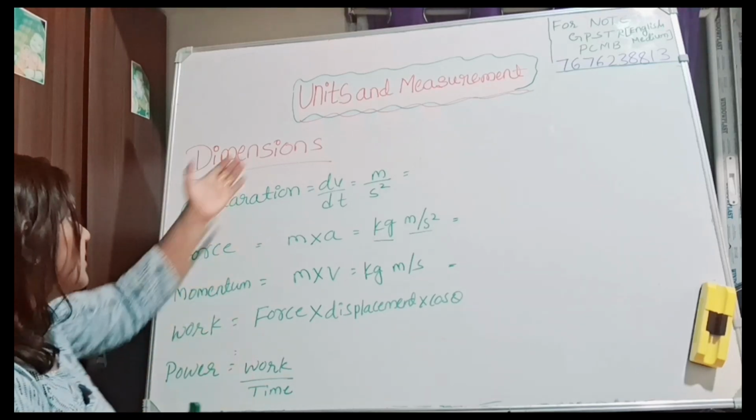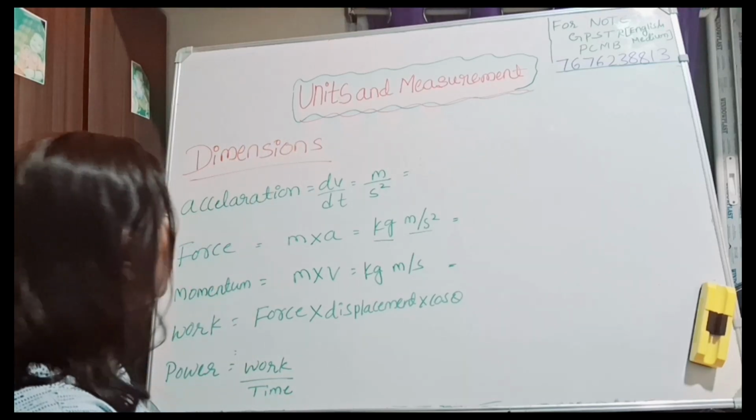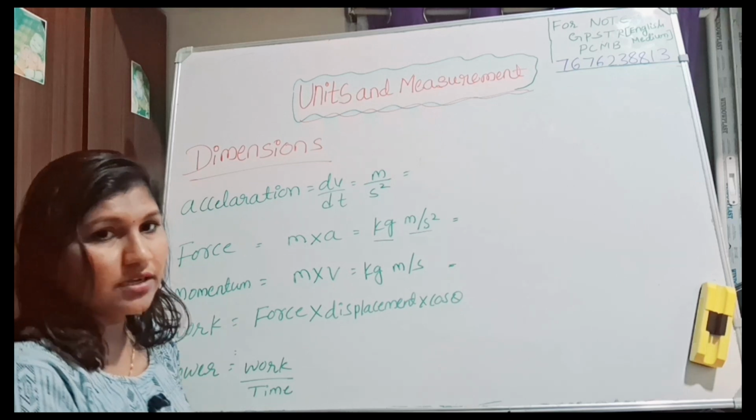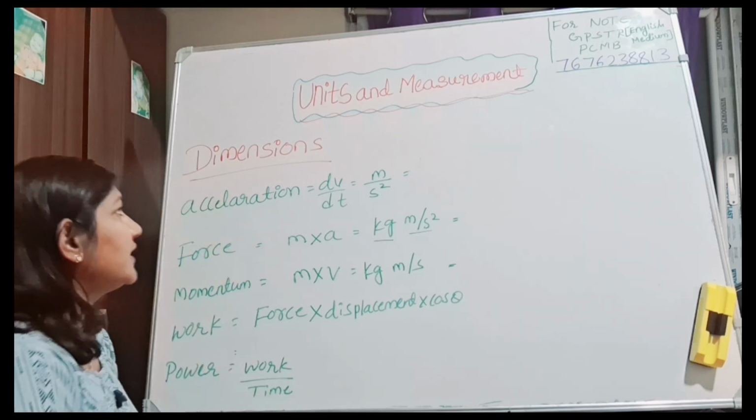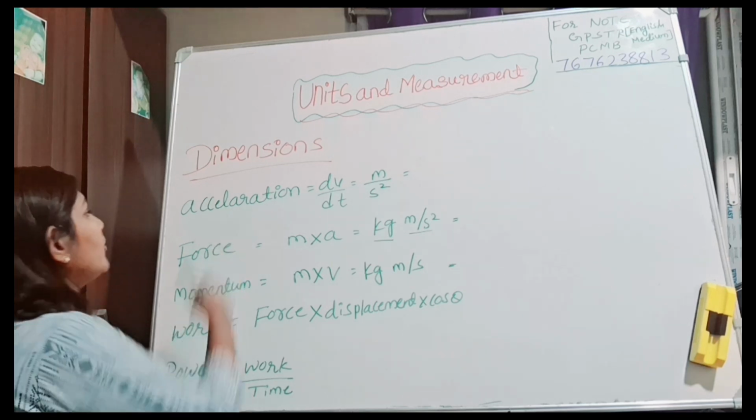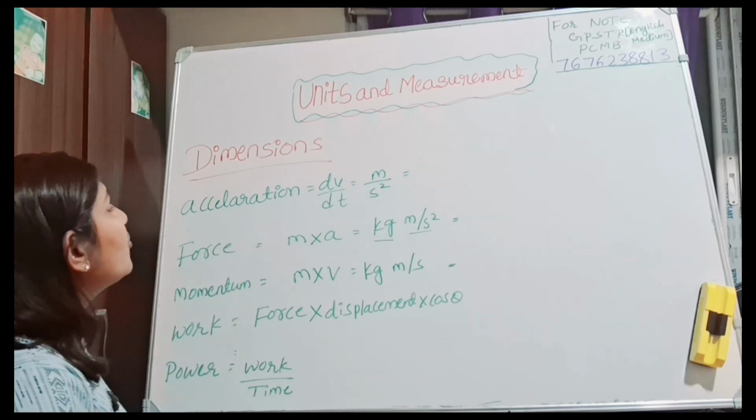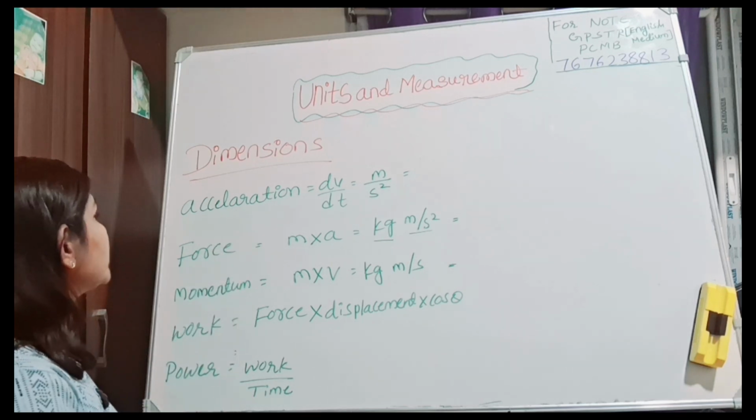Dimensions topic, which comes under the units and measurement chapter. Last class also we discussed this dimension. It is a continuation of that topic. So here I am going to write the dimension of acceleration. How do we write the dimension for acceleration?